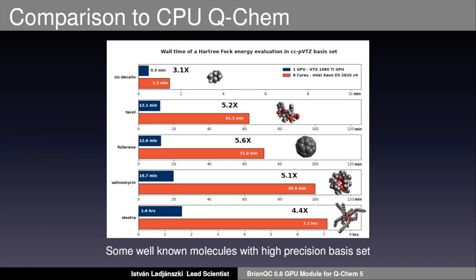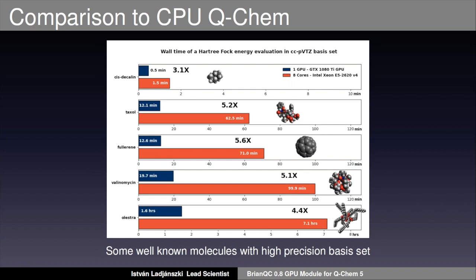After establishing what BrianQC is from a usage point of view, I would like to show you some measurement data. These are well-known real-world molecules, 5 of them, which we measured for this first slide. This is cis-decalin, taxol, fullerene, valinomycin, and olestra. These molecules are in different size ranges, as you can see from the quite different runtimes, from 10 minutes to 8 hours in the case of olestra. These calculations are all carried out in cc-pVTZ, so it's a triple zeta basis set. So these calculations involved F functions.